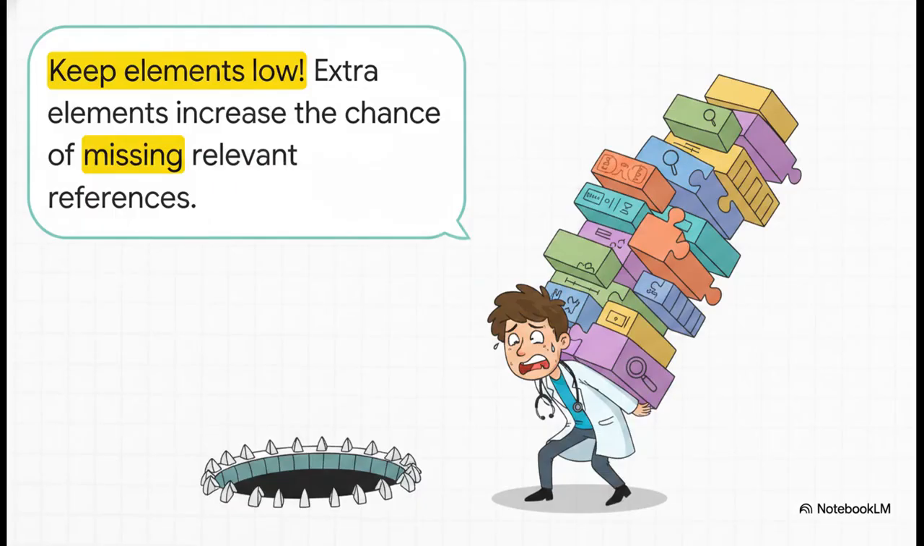And hey, keep this golden rule in mind. Keep your elements low. Over-restricting your search by adding overlapping, unnecessary concepts is a massive trap. Say you're already searching for the highly specific Lichtenstein technique for surgery. Adding another element for inguinal hernia just messes you up. Adding unnecessary elements drastically increases the chance you'll accidentally filter out vital, practice-changing evidence.